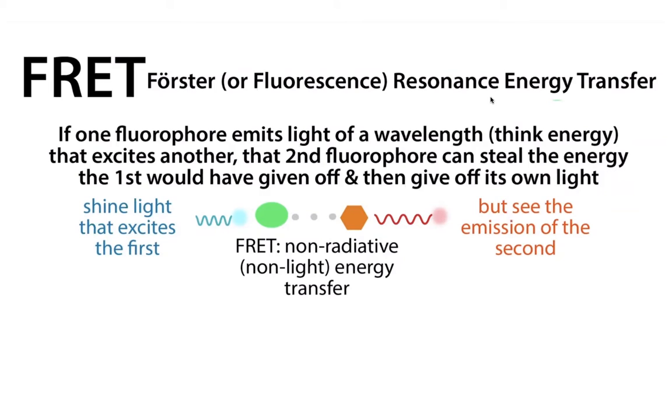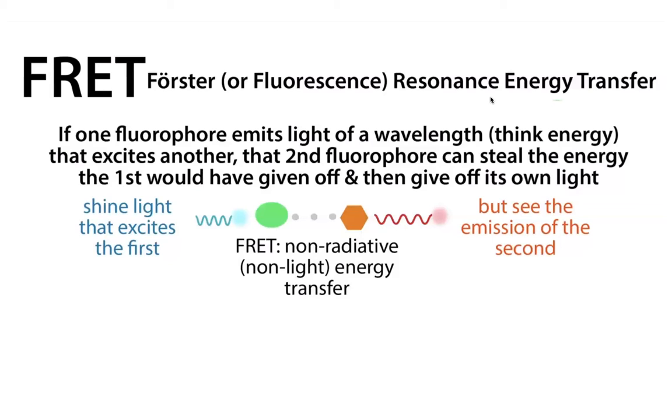Basically, what happens is that if you have two fluorophores nearby one another, if one fluorophore emits light of a wavelength, and remember, when we're thinking about a wavelength, just think about energy, so if it emits light that has the energy that excites another fluorophore, another molecule that can absorb light and fluoresce, then that fluorophore can kind of steal the energy that the first one would have given off and then give off its own light.